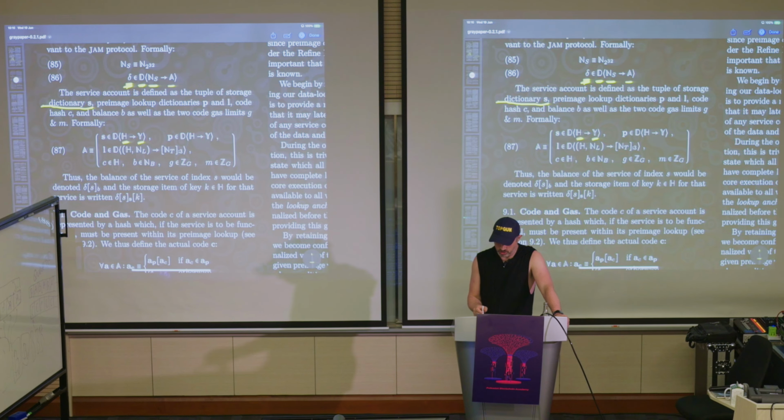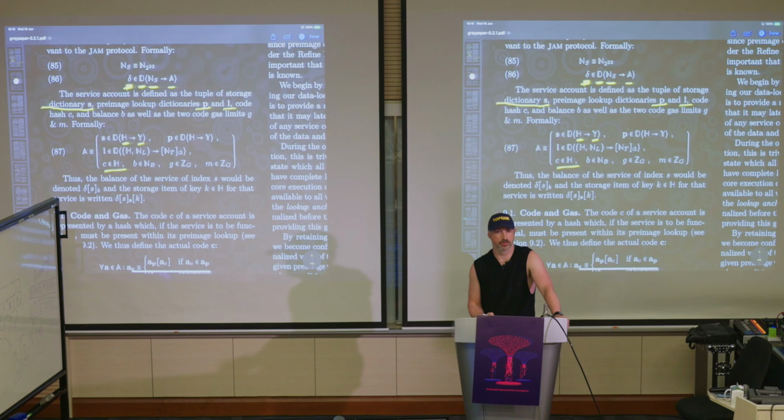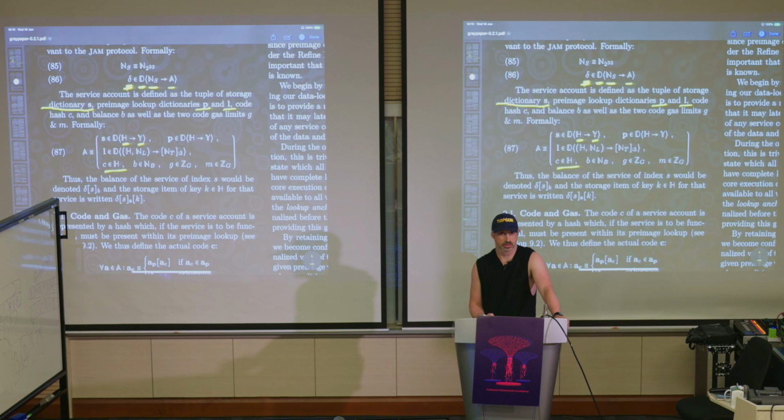We have pre-image lookup dictionaries, P and L. Now, these are a little complicated, so I'm going to skip over them for a second. We have the code hash C. That's easy enough. That's the hash of the code of this service. The balance, B.